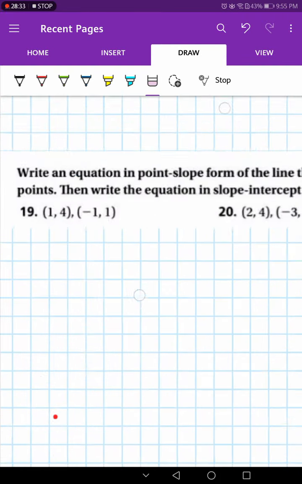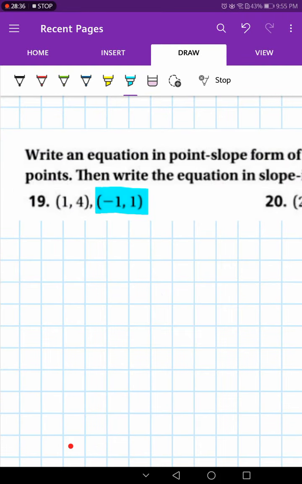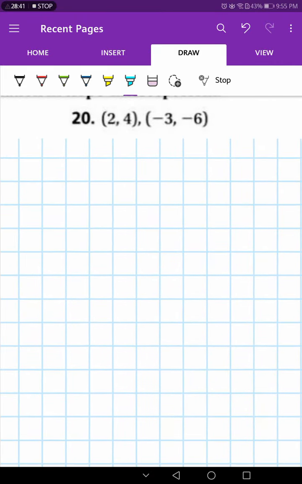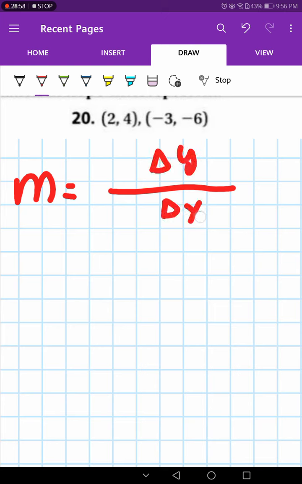Teacher, if I use the second point, the blue point, I get the same answer? Yes. Are you sure? Yes, I'm sure. So if I have two ordered pairs and I need to write point slope form, I need to find m, and m equals delta y over delta x, and delta y is the difference between the y's, so it is negative 6, negative 4.